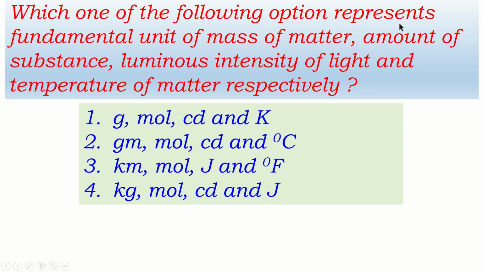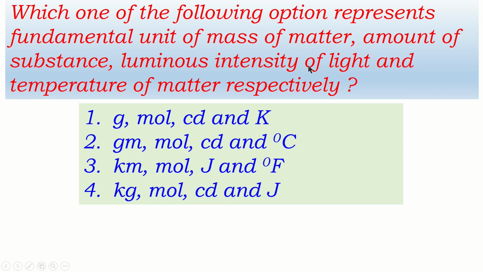Now second physical quantity. First physical quantity is mass of matter. Second is amount of substance. Amount of substance is measured in mole. That's why in first and fourth, both of them have mole. That's why both of them exist. Now third is luminous intensity. In 1, CD represents luminous intensity. The SI unit is CD, and here also CD. Both of them seem to be correct.